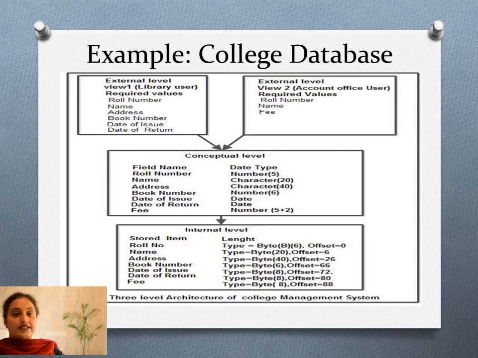Last level is internal level. Internal level shows how the data is actually stored in the database in bits and bytes. That is, what length, type and offsets are used, and what storage structures are used by the DBMS. So this is all about 3-level architecture of database management system.